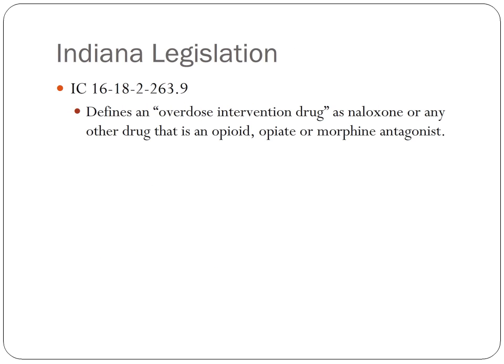So next we're going to be looking at the Indiana legislation that gives emergency medical responders, or EMRs, and EMTs the permission to give naloxone. This first piece of legislation, or this first IC code, as you see, defines what an overdose intervention drug is, and the legislation does not refer specifically to naloxone. It refers to an overdose intervention drug, but this IC code defines that overdose intervention drug as naloxone or any other drug that is an opioid, opiate, or morphine antagonist. An antagonist simply means something that works against the opioid, opiate, or morphine.